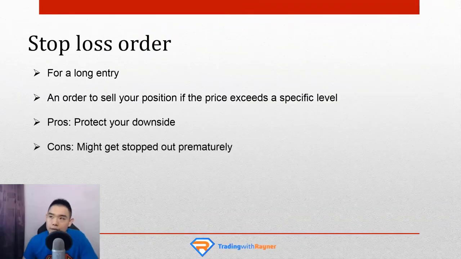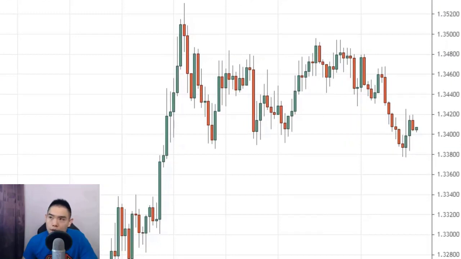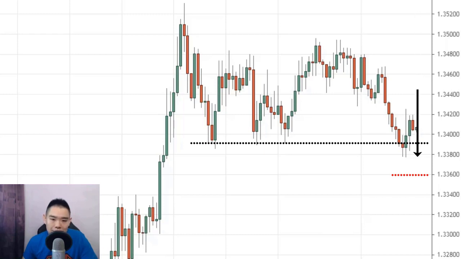And of course, the downside to using a stop loss order is that you might get stopped out of your trade prematurely. So what could happen also is, let's say you set your stop loss at this level here. There is nothing to stop the market from coming down lower, hitting your stop loss, and then reversing up higher. That could also happen. So this is the downside to using a stop loss order.